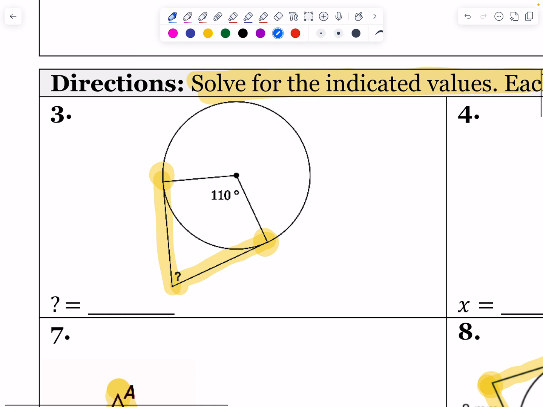So let's look at number 3. Number 3, what I notice is that I have these two tangent lines that intersect outside of the circle, and I know that those are going to be congruent to each other. So those two pieces are going to be congruent. I also have a radius of the circle and a radius of the circle. And so I know that those are going to be congruent to each other as well.